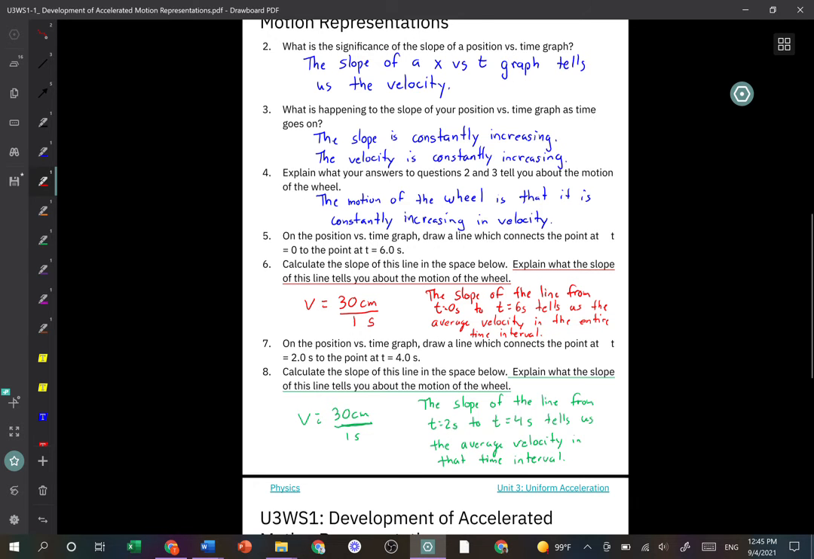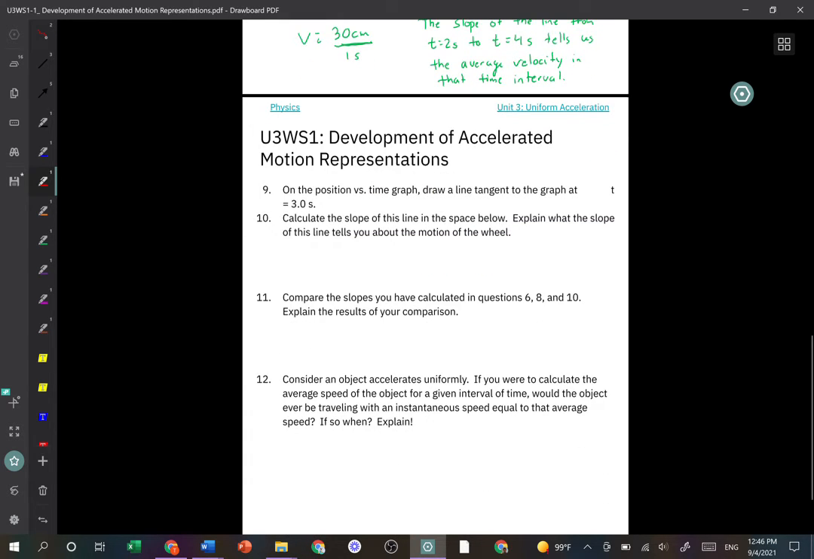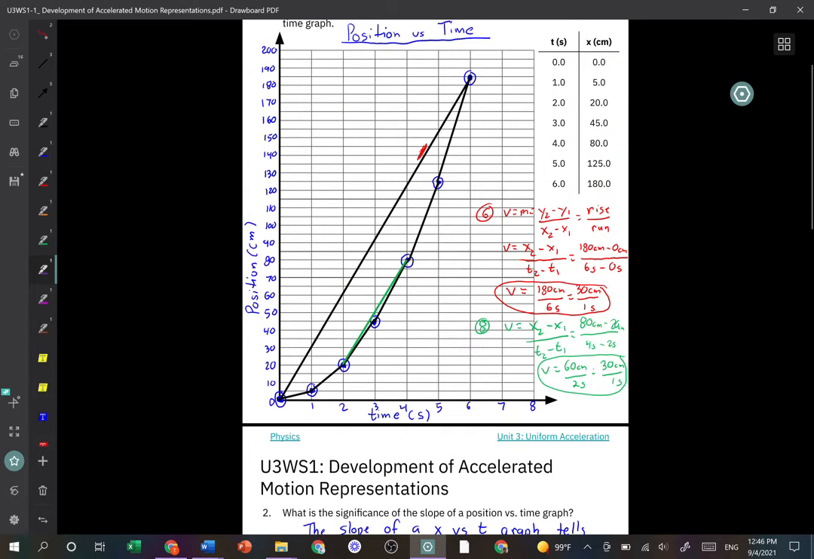So for the last few problems, problem number 9. On the position versus time graph, draw a line tangent to the graph at 3.0 seconds. So that word tangent right there, that means it's going to touch our graph at only one point. So it's going to be a line that is tangent or just touching a single point on our line. So at 3 seconds, what we can look for. So 3 seconds. So at this point, we're going to look for a line that is tangent to that point.